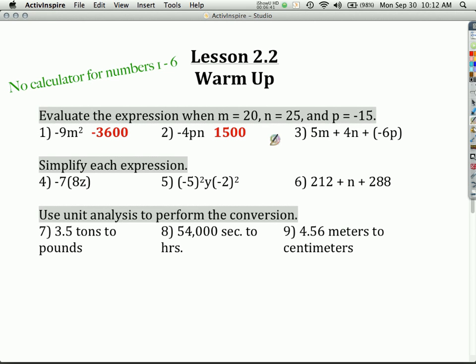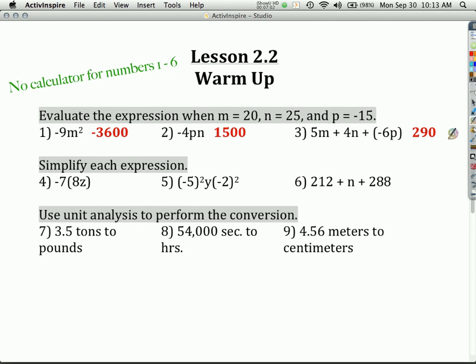Number three, up the level of complexity a little bit. We'll start with Christopher and then Christian. 290. Okay. 290. You both got 290? Wow, very good. 290 is correct.